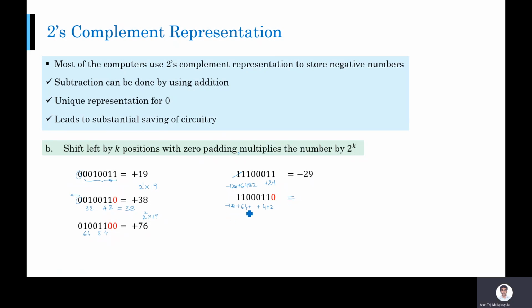So this will be minus 128 plus 70, which is minus 58, right? So that is what you get. So you have shifted by one position and you have got 29 into 2. So 2 power 1 into 29. Sorry, minus 29. You got minus 58. You can check others also.